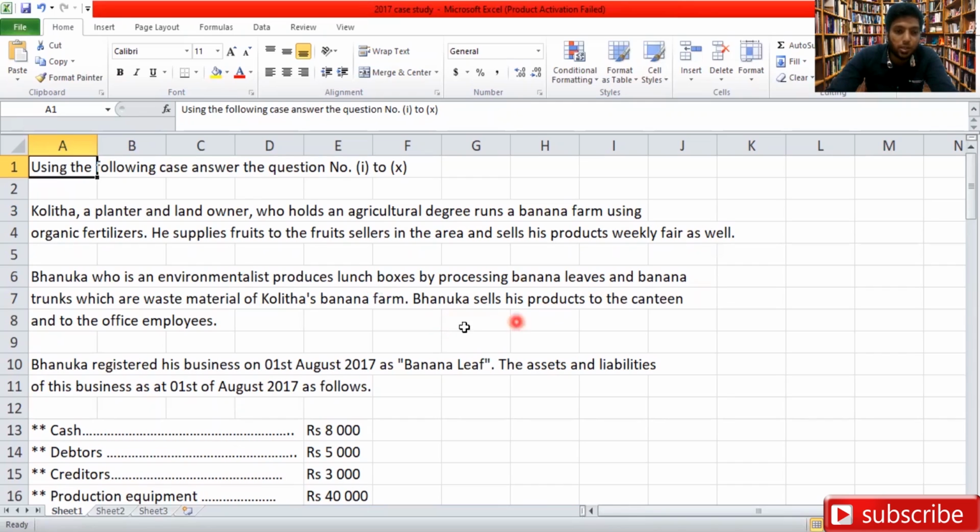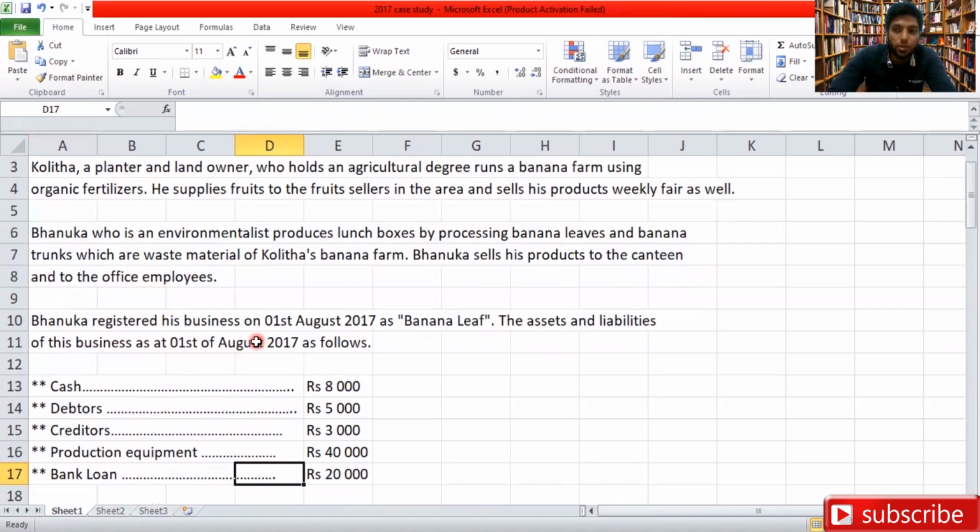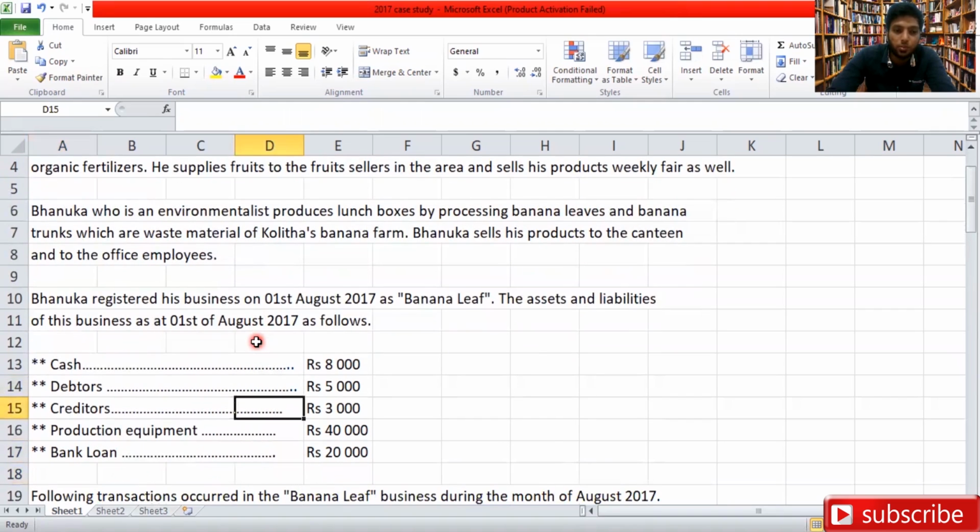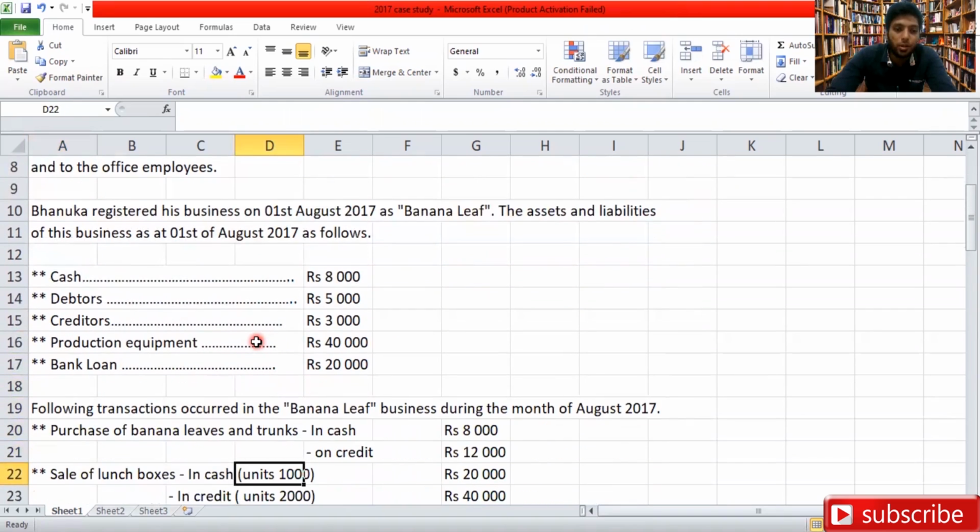Banuka sells his products to the canteen and to office employees. So both of them are selling to different people. But you need to remember both of them are different businesses. They are not one business because they didn't join together. Banuka registered his business on 1st August 2017 as Banana Leaf. The assets and liabilities of this business as at 1st August 2017 are as follows. You have cash 8,000, debtors 5,000, creditors 3,000, production equipment 40,000, and bank loan 20,000.